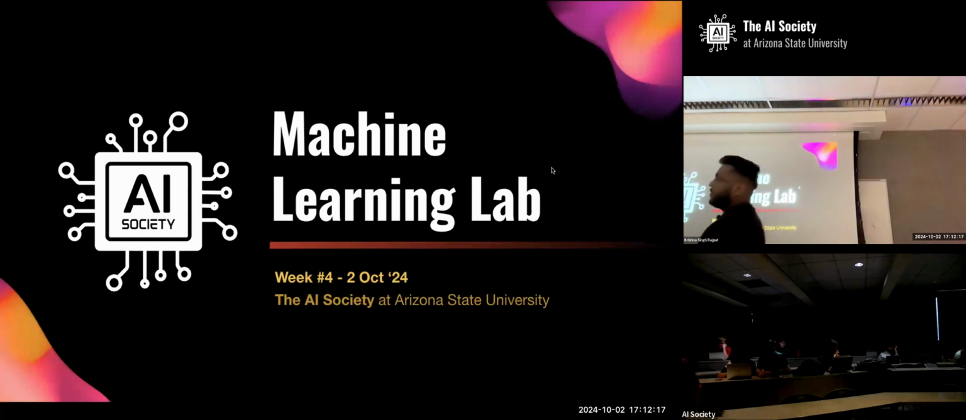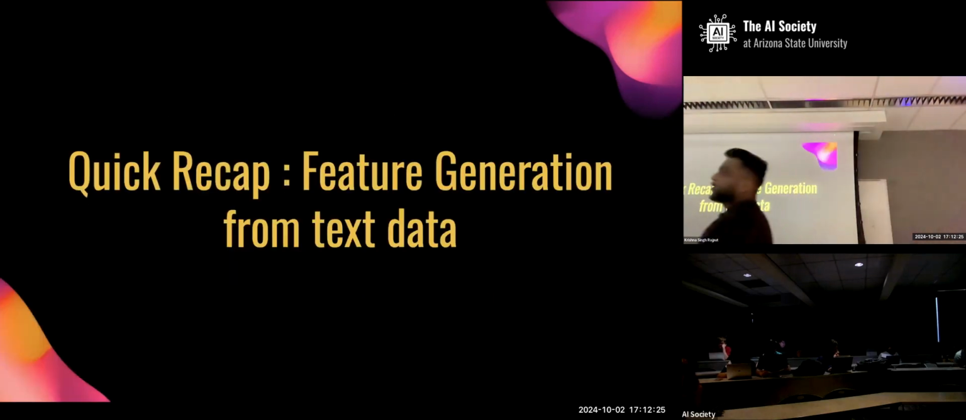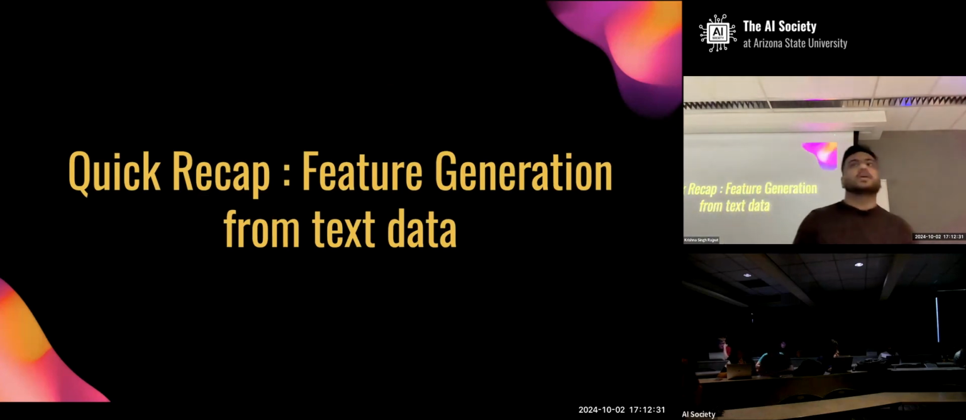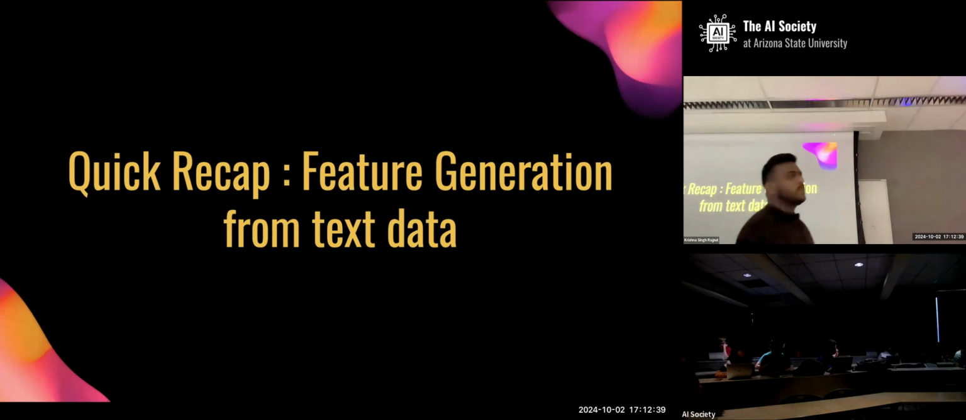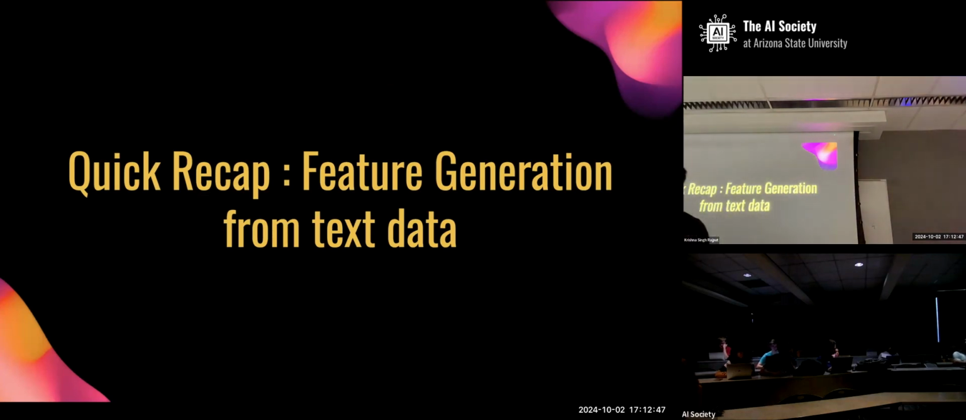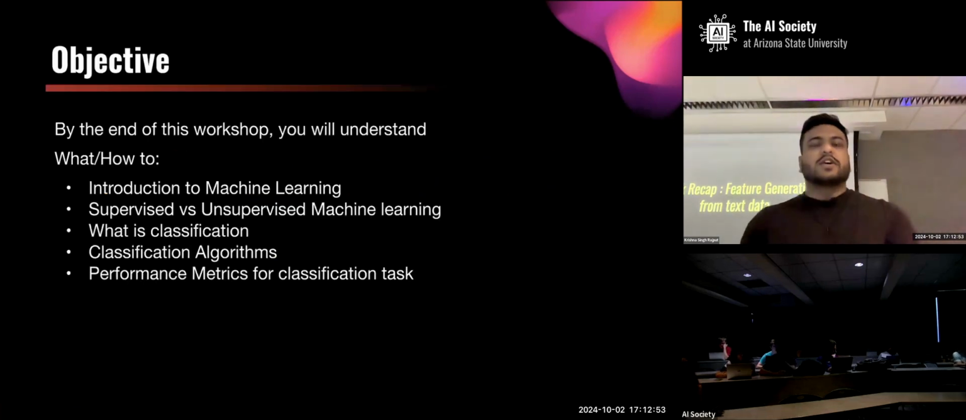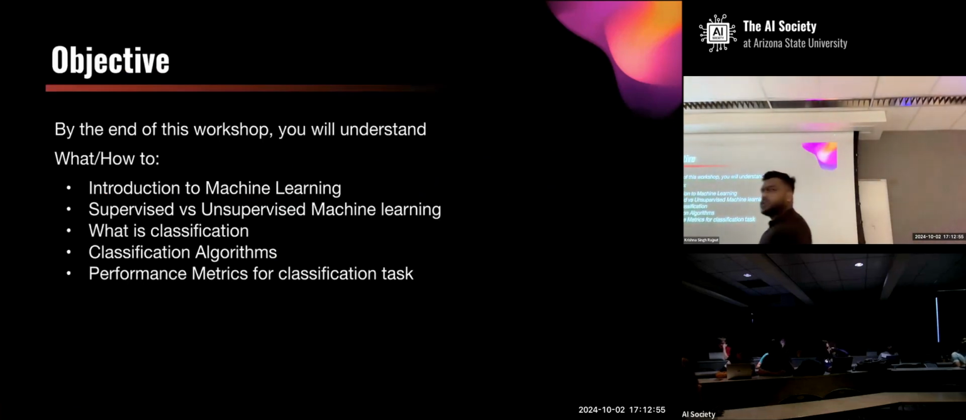So this is the fourth workshop from our series. In the last workshop, we covered feature generation from text data. It was part of natural language processing. But since we are trying to build an event recommender system for ASU events, we need to learn about text data because all the events data is available in text format. So even though this is a machine learning workshop, we will be learning a little bit about NLP as well. And in today's workshop, we will start with machine learning.